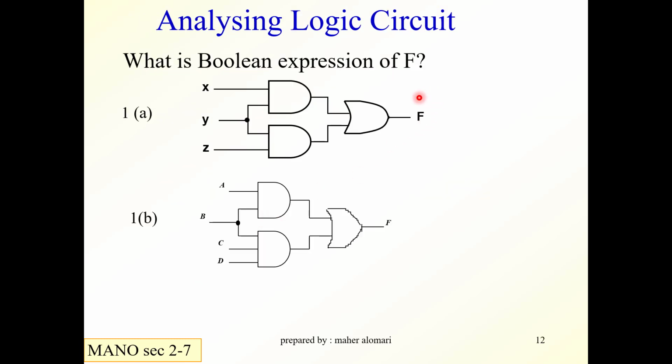Again, what is the output of this circuit? We do that by analyzing the circuit starting from the input side. The output here is equal to XY. The output here is YZ. And the final output F is equal to the sum of these two terms. What is F here? We find the output here, which is AB. The output here is B, C, D, and the output here is the sum of these two terms.